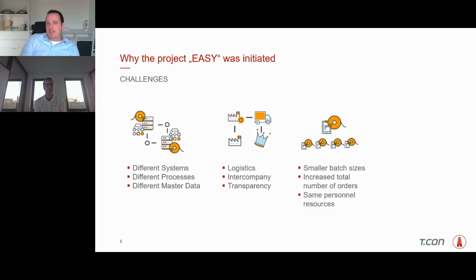The third major challenge, which also goes back to individualization worldwide, is that customers were asking for smaller batch sizes. Instead of ordering 500 tons, customers wanted to order 10 tons, 15 tons, and things like that. In total, this means for us that the overall volume was staying on the same level, but we had an increased number of customer orders, which means we had to do more input in our systems while we didn't want to increase our personnel.